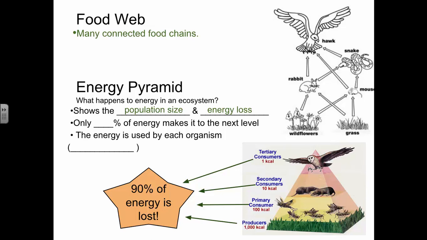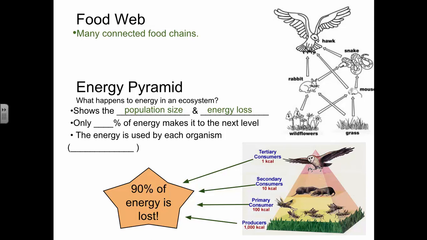When one organism eats another, most of the energy it's consuming gets used up for it to stay alive, for it to run around, for it to maintain its body temperature, and so forth. Only about 10% of the energy that goes into an organism actually goes into making it grow larger or allowing it to reproduce. So every time you have a step up the food chain, 90% of energy is lost, only 10% makes it to the next level. And that should make sense.